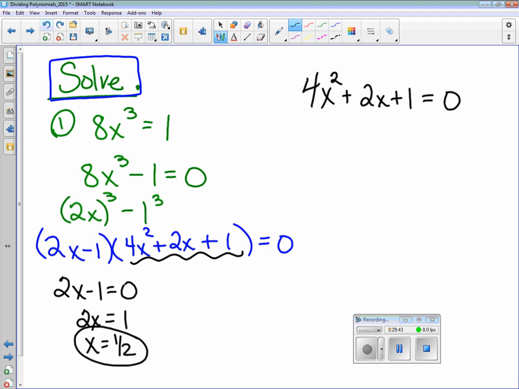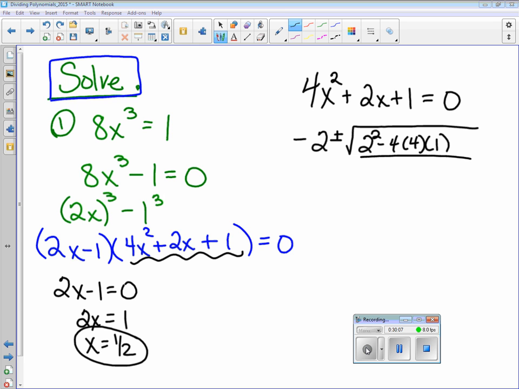Is that factorable? No. So how do I solve it? Quadratic formula, right? Go ahead, try it. Find the other solutions. Let me see what they are. So when we solve this, negative b plus or minus the square root of b squared minus 4ac all over 2a. When I simplify what's underneath the square root, what do I get? Negative what?